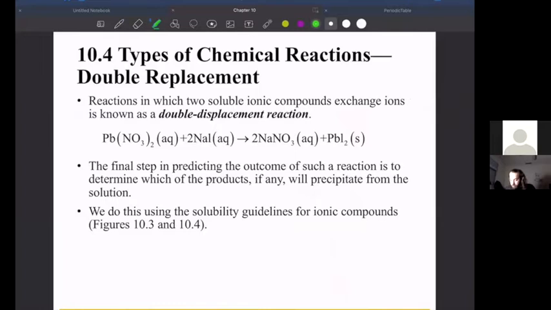So anyway, these are these double displacement reactions, and this is just using the same example where it shows that lead iodide is a solid, and I knew that because I could find it as an insoluble compound on that table.